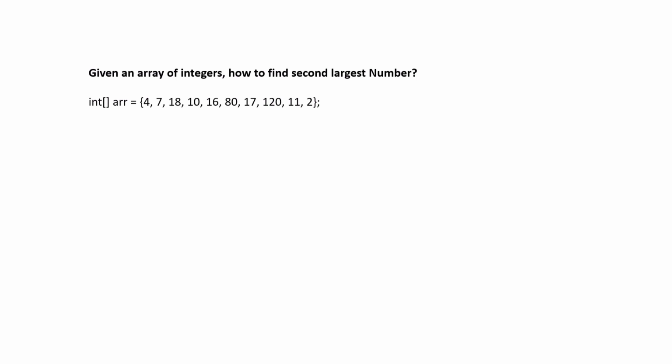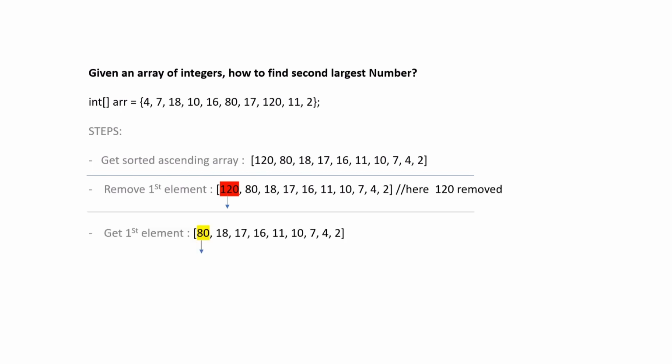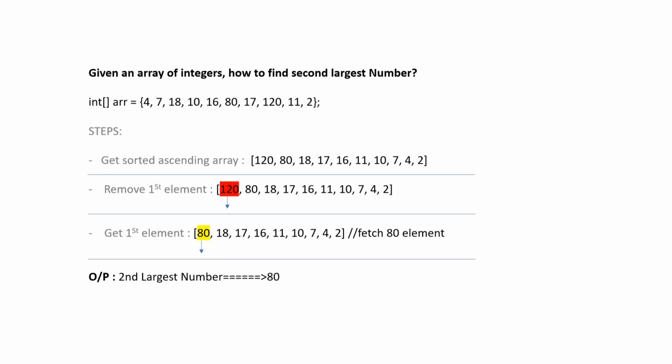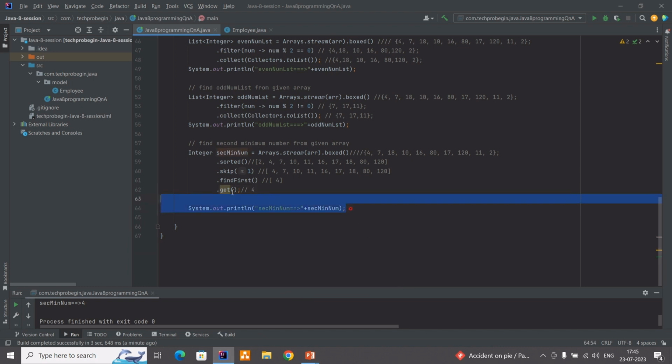Okay, let's see step by step in the presentation. First, get the descending sorted list, just like this, 120, then less, 18, 17, like this. And then as part of next step, we need to remove first largest element. 120 we remove, and from the remaining list we need to fetch first element. Okay, and in the result we expect 80. So jump to next IntelliJ.